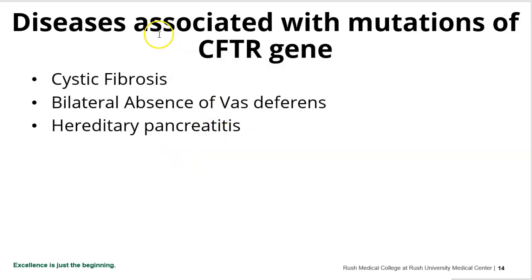So as I said earlier, there are a number of diseases associated with the CFTR mutation, including cystic fibrosis, which is the classic, but also bilateral absence of the vas deferens can be due to milder mutations within the CFTR gene, where the only symptom is male infertility. And hereditary pancreatitis can also be found with 2 mutations of the CFTR gene, but doesn't result in the classic lung disease, but still 2 mutations in the CFTR gene. Hereditary pancreatitis, recurrent severe pancreatitis.